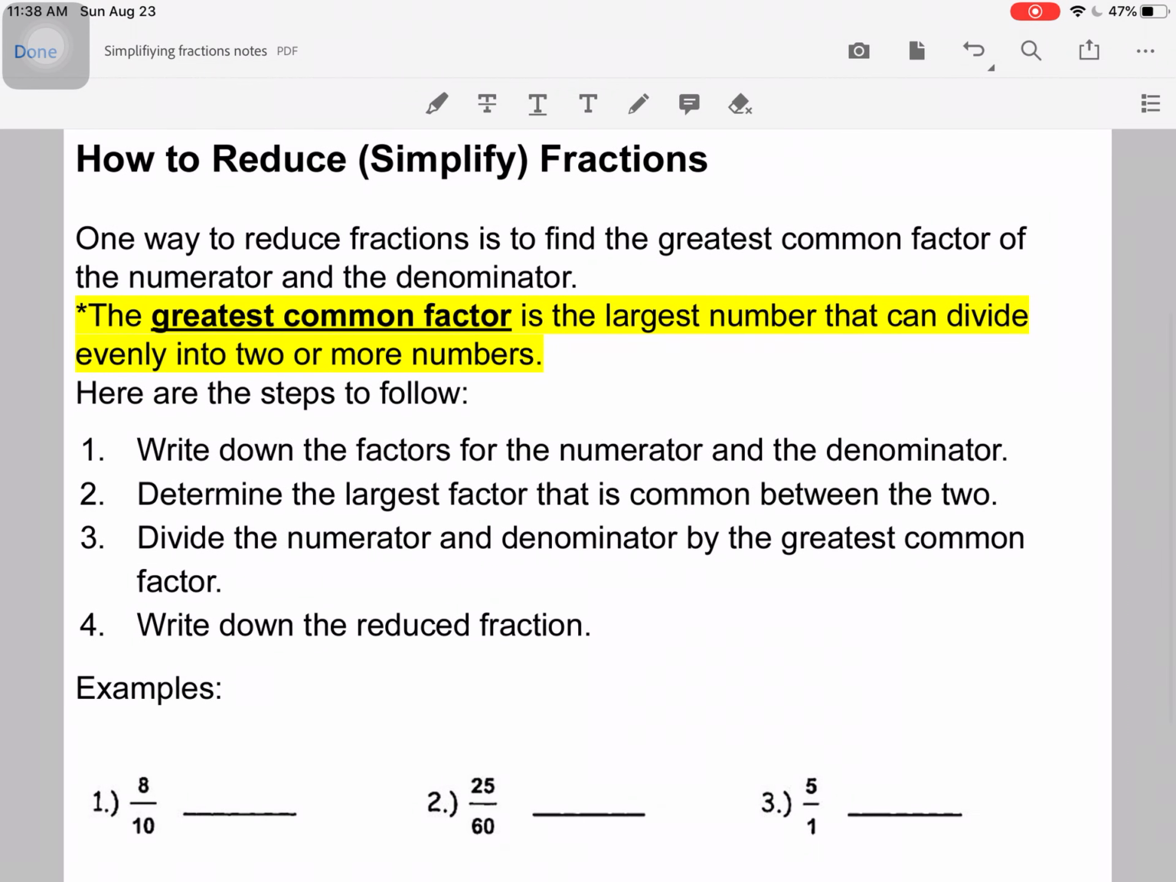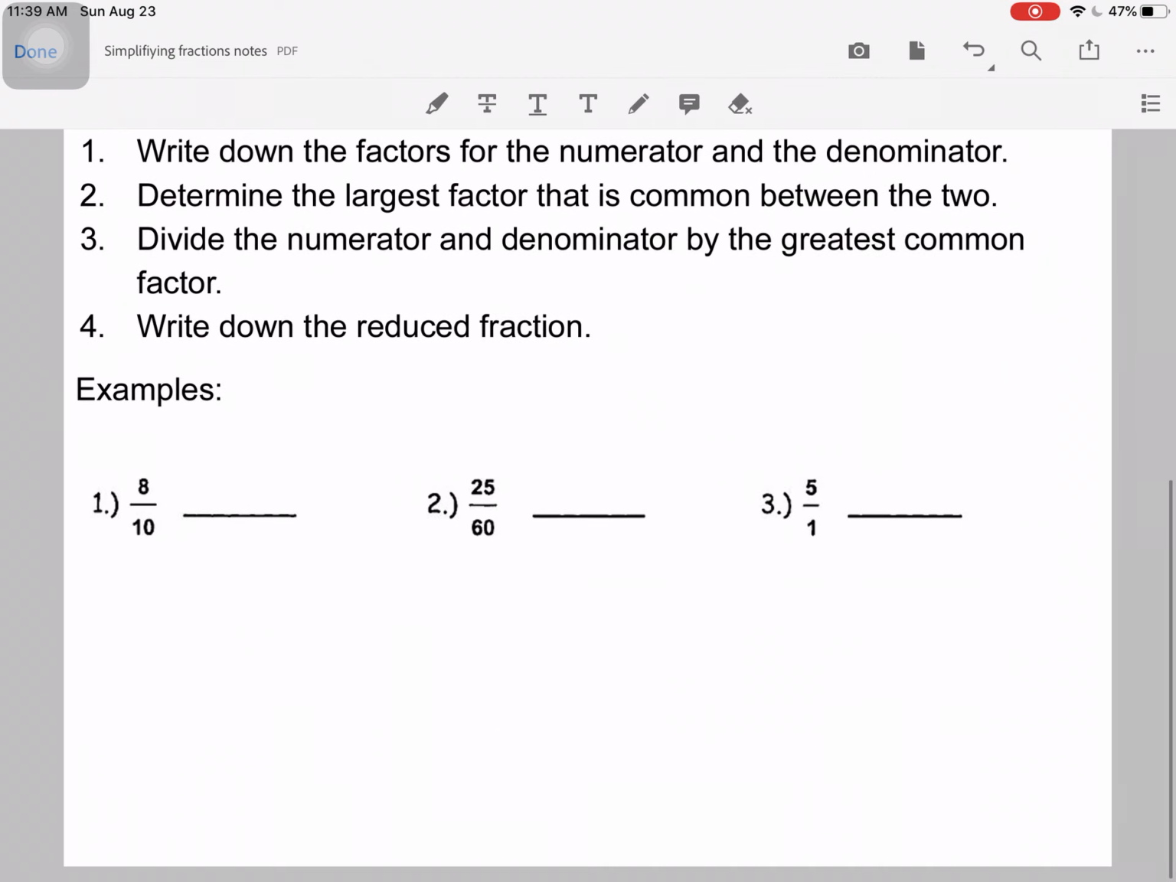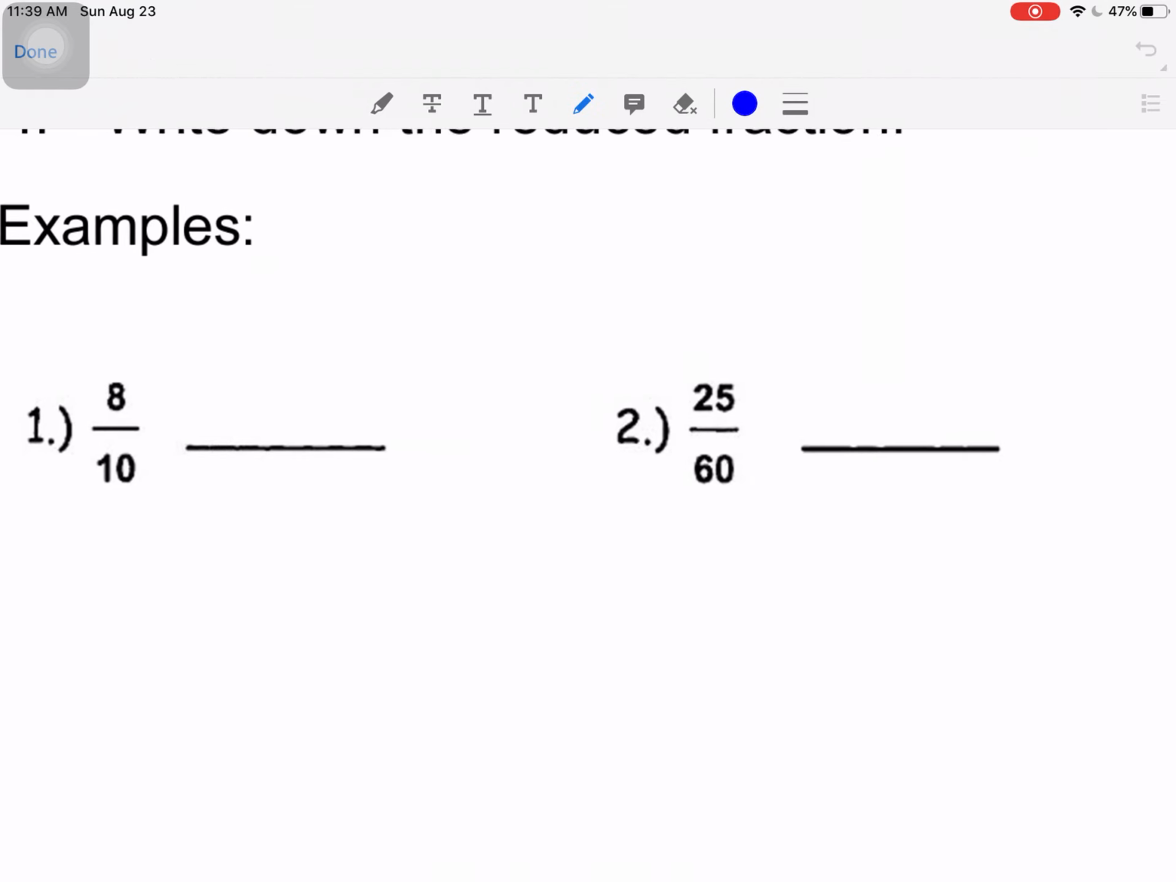So here are our steps. We write down the factors. The factors are the numbers that you multiply together to get a product for the numerator and denominator. Then we determine the largest factor that is common between the two. Then we divide the numerator and the denominator by the greatest common factor, which is the largest number that the two have in common. And then we write down the reduced fraction. So here are 3 examples.